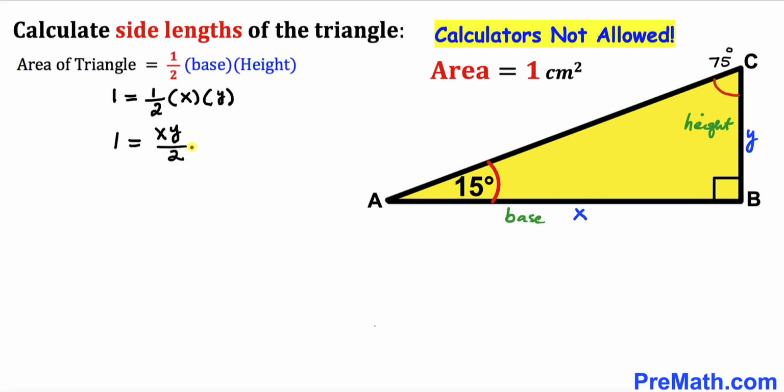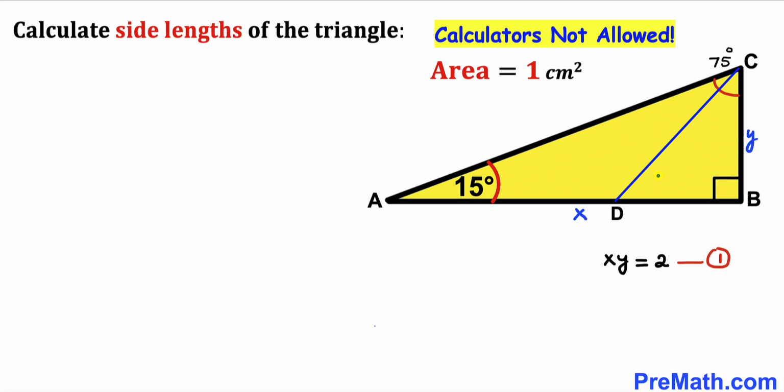Now let's multiply both sides by 2 to remove this fraction. So I'm going to multiply this 1 by 2 on the left hand side as well. Here we can see the 2 and 2 are gone. So therefore our x times y value turns out to be 2. Let me call this our equation number 1.